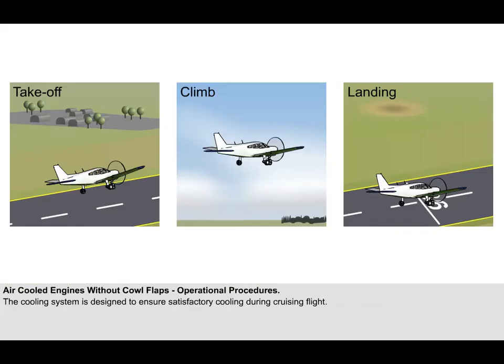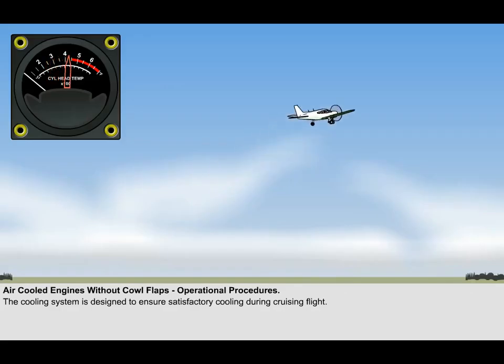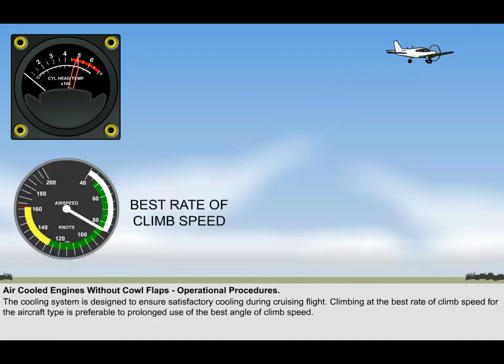It is a fact, however, that aircraft go through many different stages of flight other than just the cruise, when the airflow pattern will differ from the cruise standard. During a climb, when high power is being used, high temperatures are generated within the engine. Forward speed is, however, reduced, and thus airflow to the engine is also reduced. In this type of situation, the pilot should be aware of the possibility of overheating. Climbing at the best rate of climb speed for your type of aircraft is preferable to prolonged use of the best angle of climb speed, where the speed will be slower.